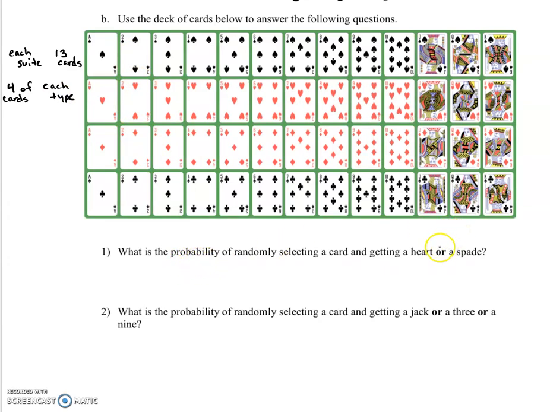So what's the probability of selecting a card and getting a heart or a spade? So the probability of heart or spade, now these are disjoint, right? Because there's no way that if we pick one card that it could be a heart and a spade at the same time. That's the probability of heart plus the probability of spade.